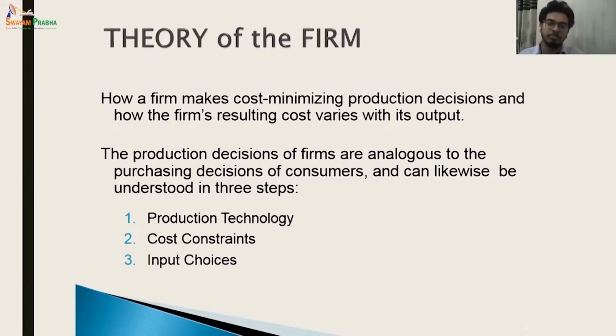That means they have a certain constraint, and the constraint is the cost or the budget. So the cost-minimizing production decisions, and how the firm's resulting cost varies with its output. That means, given the cost, how much production they can make. Either, given a cost, maximize the production, or, given a production, minimize their cost. In both ways, whether given the cost structure they are maximizing the output, that is optimizing, finding an efficient choice. Whereas if they are minimizing the cost for a particular production, that's also an optimization, right? To find the best possible solution.